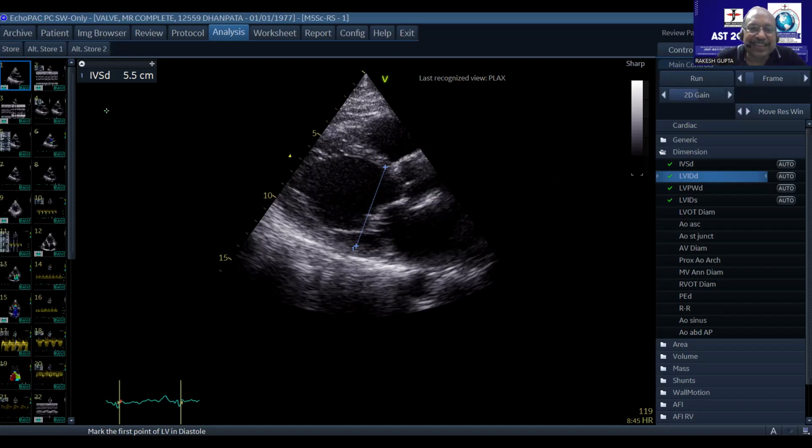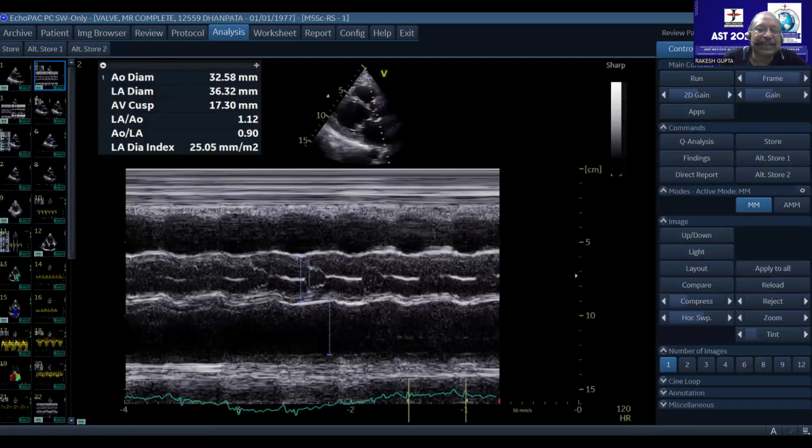So this is the end-diastolic dimension of the LV, which is 55 millimeters, correct? I have to divide this by body surface area, and this patient's body surface area was only 1.5. So 55 divided by 1.5 comes out to 36.66 millimeters, which is large. Anything more than 32 is considered large. So once I see a large LV, I'm quite clear about what I'm looking at.